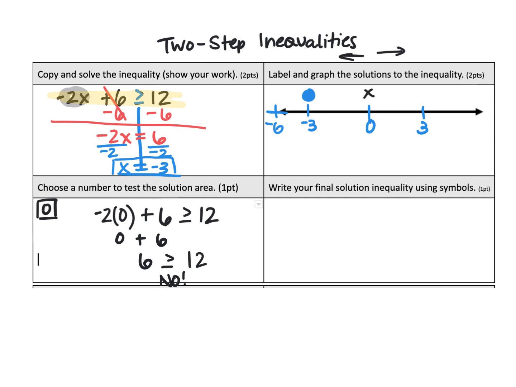I'm not going to go towards the 0. So I'm going to go the opposite way. So I'm going to draw my line going this way. So all the numbers smaller than negative 3 are going to work in this inequality. So my final solution is going to be all the numbers smaller than or equal to negative 3 work in this inequality.